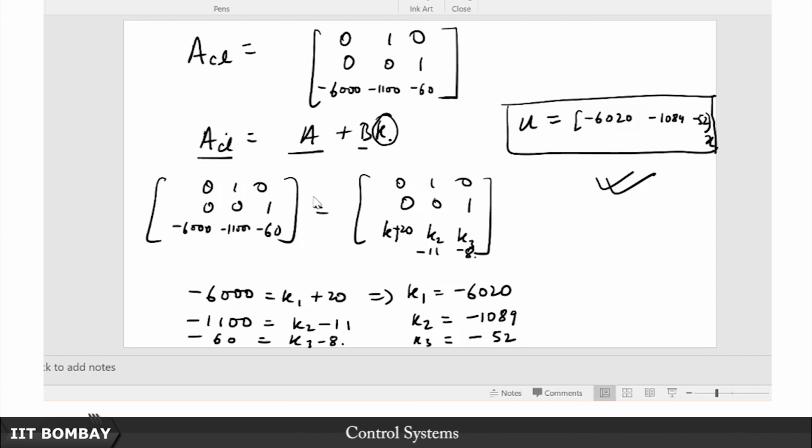Similarly, you can take any arbitrary realization to its observer canonical form, then get the observer gains in that observer canonical form and then revert it back to its original form through a suitable similarity transformation. But we will not adopt this method at all. You can practice this method, you will see a lot of examples in standard textbooks adopting this method.